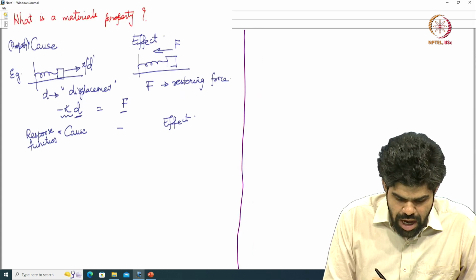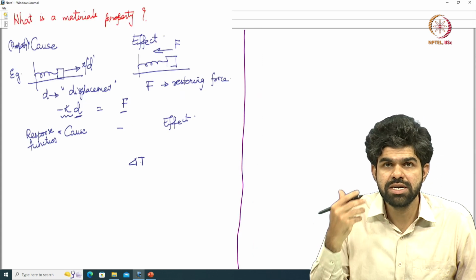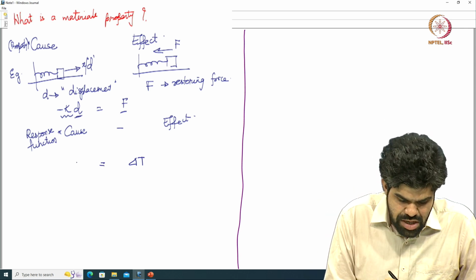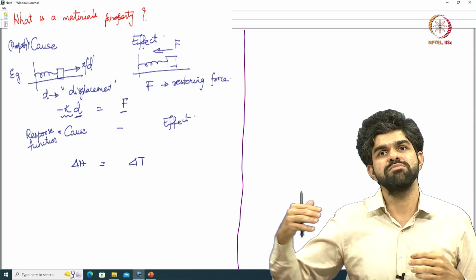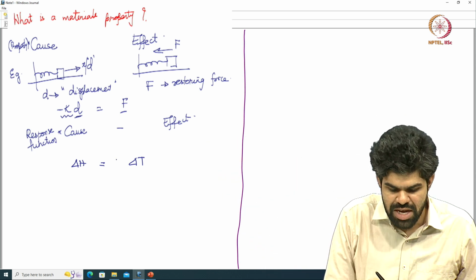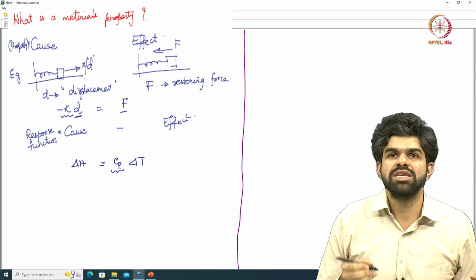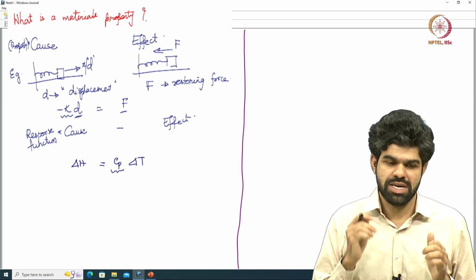So, if I apply some sort of a temperature gradient to the material, right, I am putting some heat into the material. So, how much heat am I putting into the material, or how much enthalpy am I putting into the material by changing the temperature of the material, that is given as Cp times delta T, right. Now, Cp is a material property, it is a response function, it is relating my cause to effect, right.